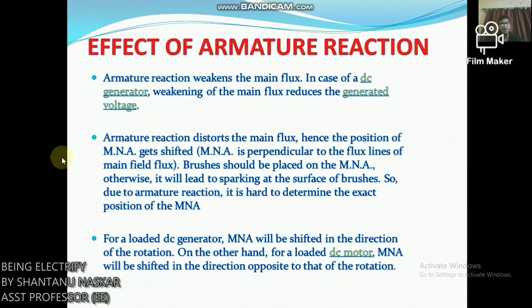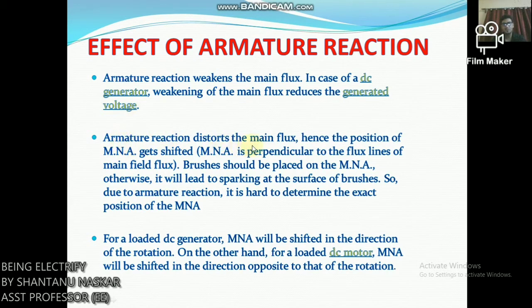Okay, now the effect of armature reaction. Armature reaction weakens the main field flux. In case of DC generator, weakening of main flux reduces the generator voltage. So this is the disadvantage. It reduces the generated voltage.